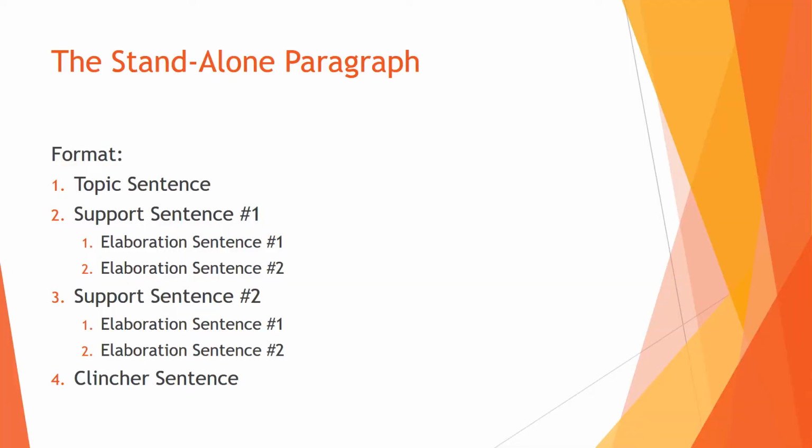For the purpose of this lesson, we'll be writing an 8-sentence standalone expository paragraph. The format for a paragraph like this is fairly simple. It starts off with a topic sentence, and then moves on to 2 support sentences, which each have an elaboration sentence of their own, before finally coming to a close with a clincher sentence. On the next slide, we'll go a bit more into detail about what each of these sentences contains, but the important piece of information is that the format for a standalone paragraph is like a sandwich. The good stuff is in between the bread, which is your topic sentence, and your clincher.